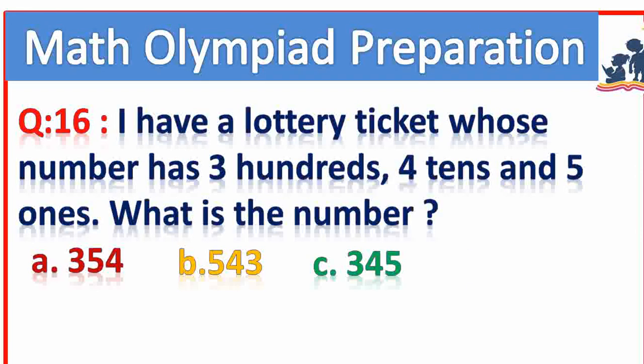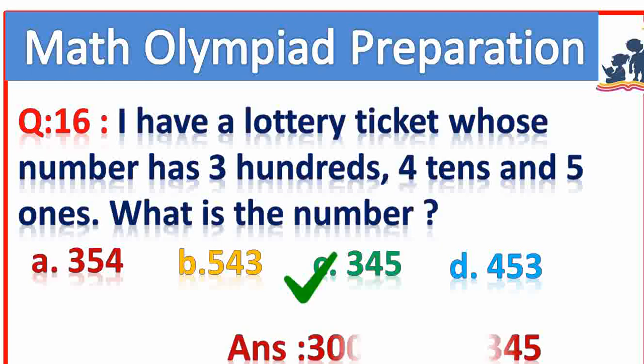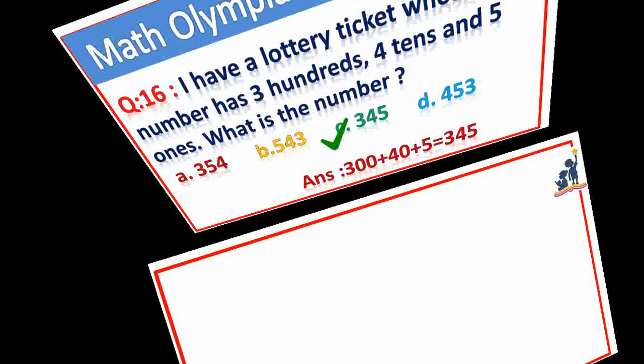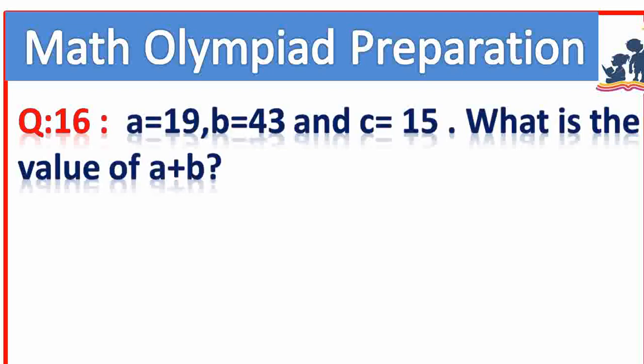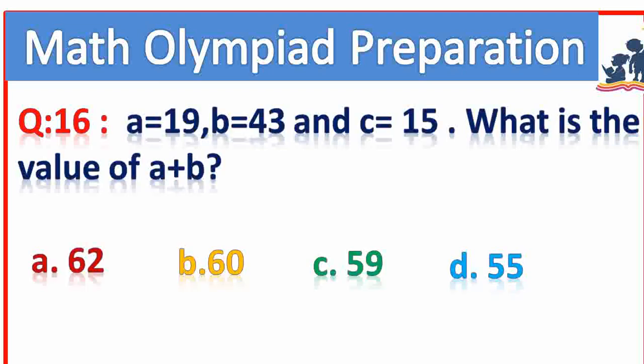Question number 16. I have a lottery ticket whose number has 300, 4 tens and 5 ones. 345. Very good. Then the number will be 300 plus 40 plus 5 is equal to 345.